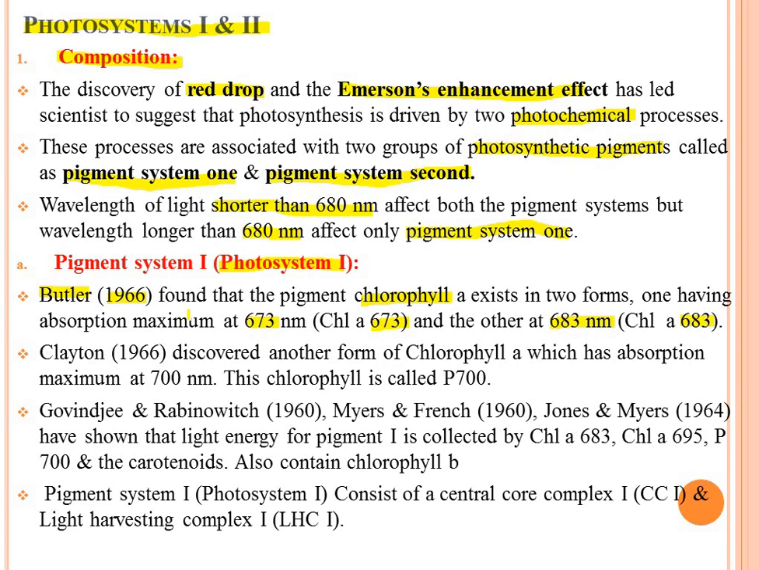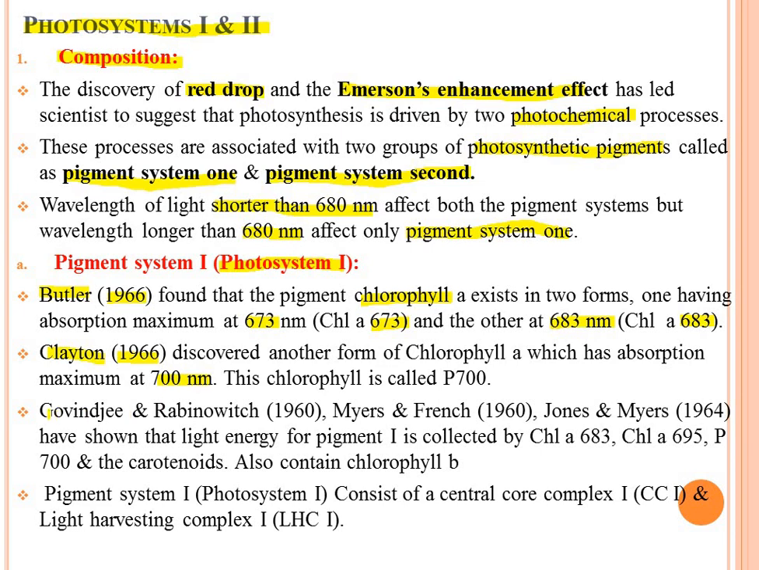In photosystem 1, that is chlorophyll A 673 and another chlorophyll A 683. Then according to Clayton in 1966, another form of chlorophyll A was discovered, which has an absorption maximum of 700 nanometer. It is also known as P700. This is according to Clayton.